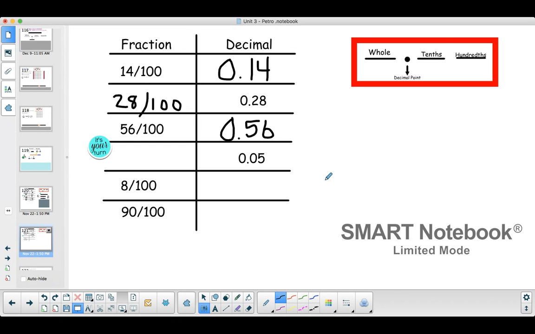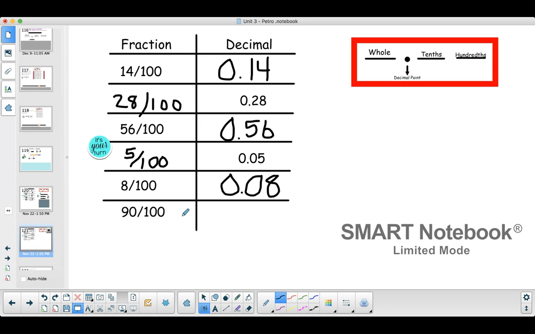I want you to try writing 5 hundredths as a fraction, 8 hundredths as a decimal, and 90 hundredths as a decimal. Okay, so 5 hundredths written as a fraction would be 5 over 100. 8 hundredths would be written as 0. We don't have any tenths. We have 0 tenths and we have 8 hundredths.